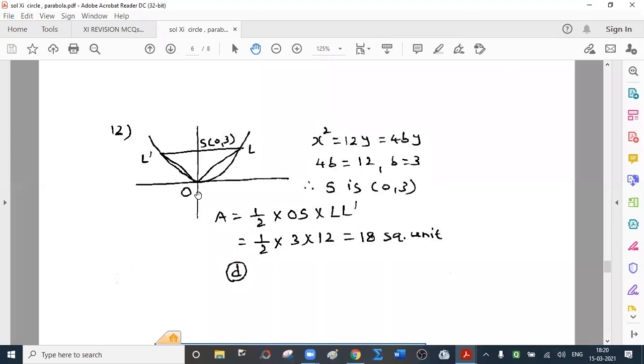See, this is the triangle OLL dash. Now for x square equal to 12y, 4b is 12, so b is 3. So focus S is (0, b), that is (0, 3). So this much, OS, is 3. So this is the height of the triangle.